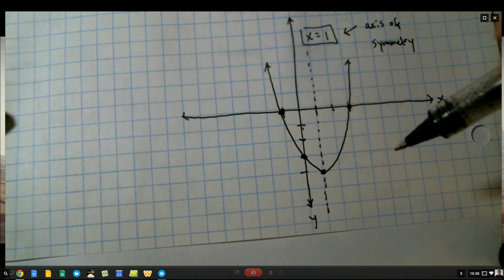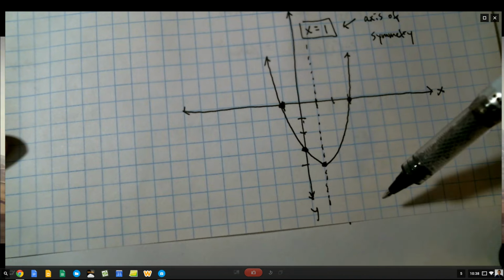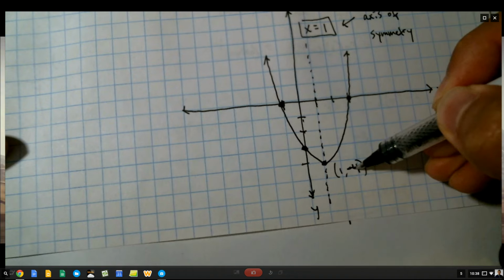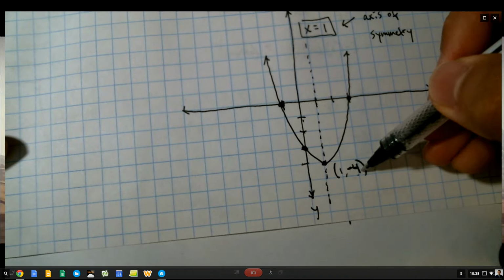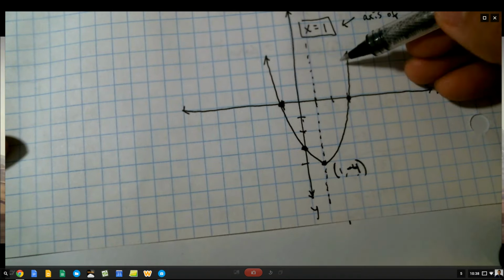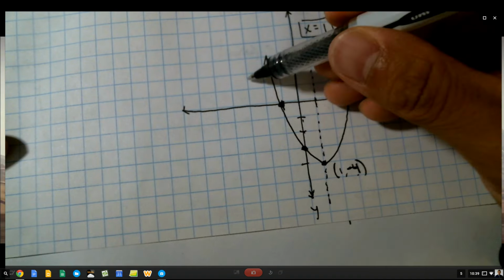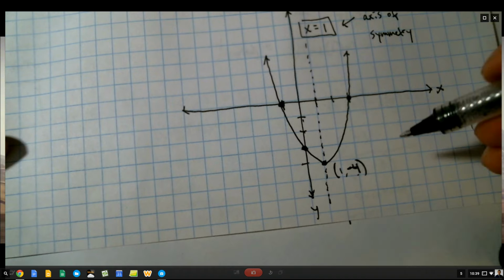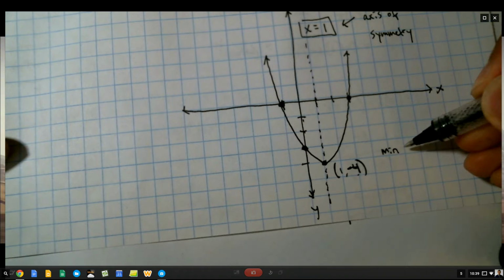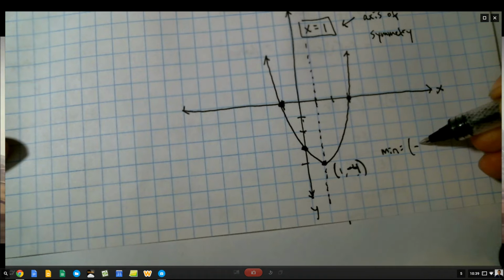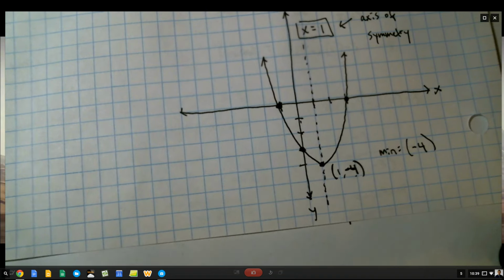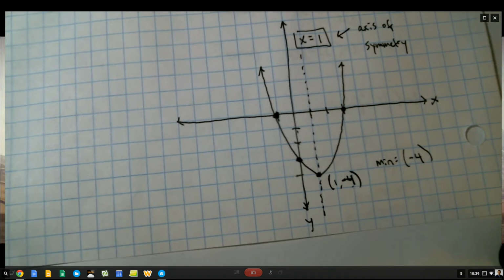And now the other question is, what is the min or max value? Well, the min value we already know. It's at (1, -4). This point, the y value is -4. Max value, well, we have none, because these graphs go out infinitely up. So we have a min value, and the min value is -4. So that is number 15.